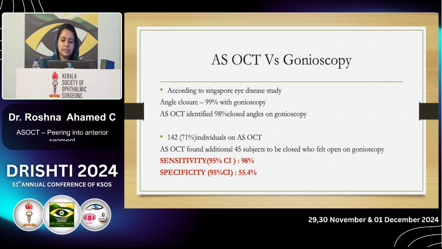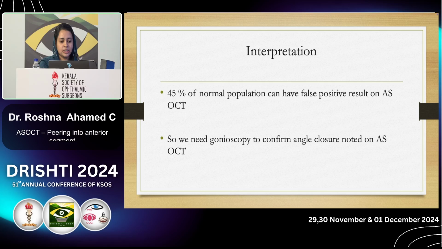ASOCT versus gonioscopy: a study done by the Singapore Eye Study showed that ASOCT identified 98% of closed angles on gonioscopy, but in 142 individuals, ASOCT found an additional 45 subjects to be closed who were open on gonioscopy. So its specificity is 54.4%. According to their interpretation, 45% of the normal population can have a false positive result on ASOCT. So we need gonioscopy to confirm the angle closure, not ASOCT.